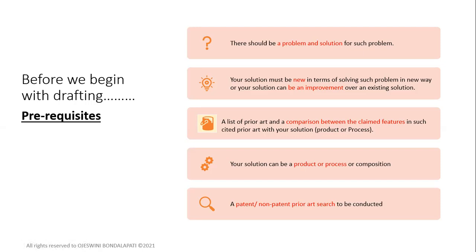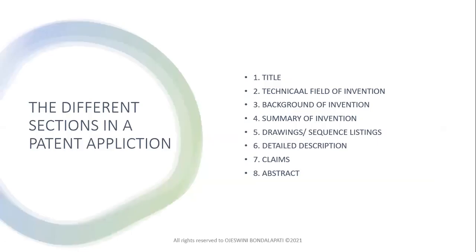And next, a search should be conducted. These are the prerequisites we should do before drafting. Yesterday I told you these are the sections we include in the patent application. Normally Form 2 is for the provisional and the complete specification. It begins with the title, then the technical field, the background, the summary, and the drawings. The sequence listings will be in a separate sheet. Actually, they will not be in the same document; they should be provided in a separate document.